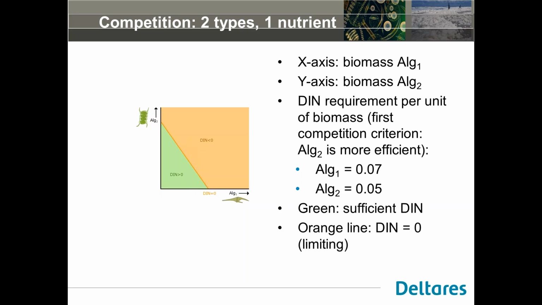On the orange line, this represents all the combinations of algae 1 and algae 2 where the nitrogen is 0. So this is called limiting. And outside the orange area, this represents all possible combinations of algae 1 and algae 2 which would require more nitrogen than is actually available. So in this case, there will be insufficient nutrients.